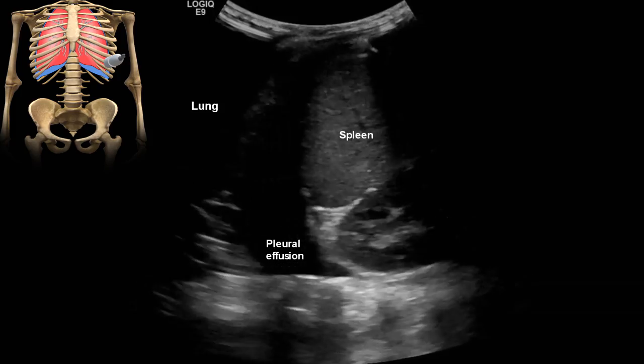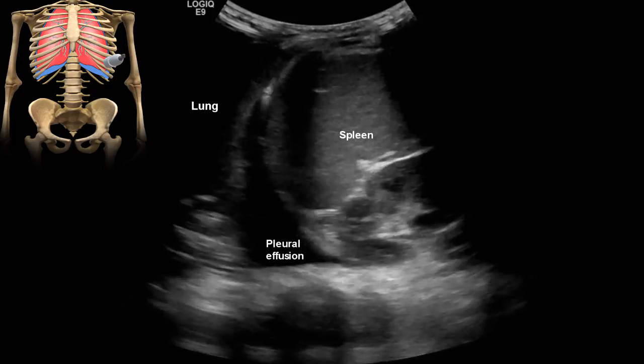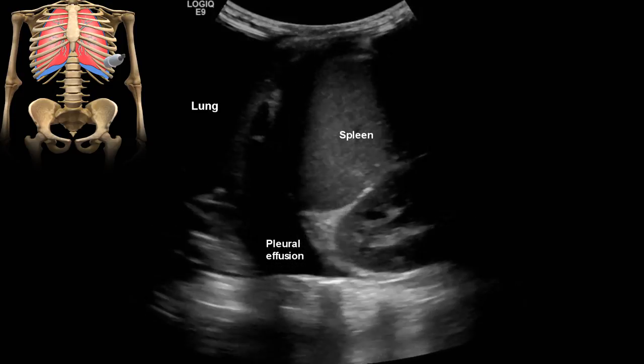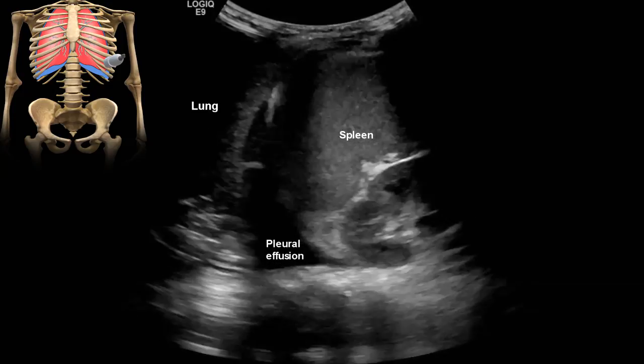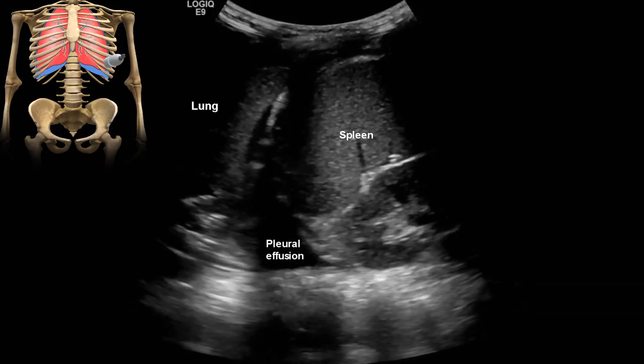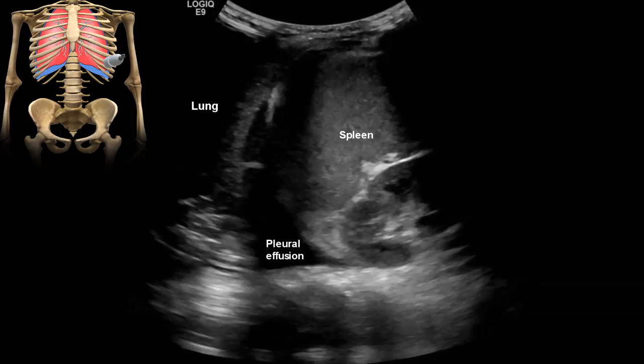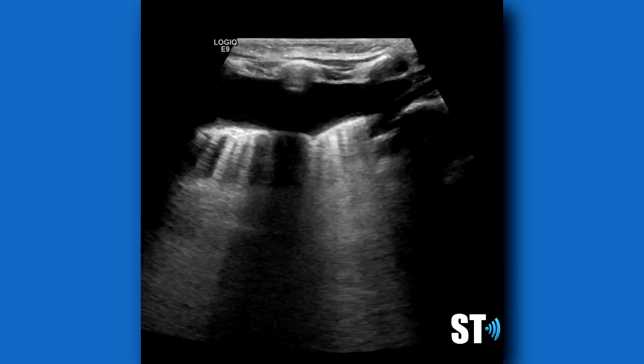Here you can see a moderate pleural effusion with consolidated lung, using the subphrenic or subcostal view through the diaphragm. And here, and in the other image, you can see fluid anterior to the lung parenchyma, in between the ribs, with multiple B-lines.